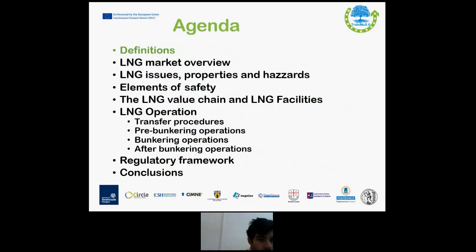This presentation's agenda includes some definitions, a brief overview of the LNG market, then we move forward to LNG issues, property, hazards. We discuss the elements of safety, the LNG value chain and the LNG facilities, while we move forward to LNG operations by describing the transfer procedures, the pre-bunkering operations, the bunkering operations and the after-bunkering procedures, while we finally close our presentation with the regulatory framework and some relevant conclusions.